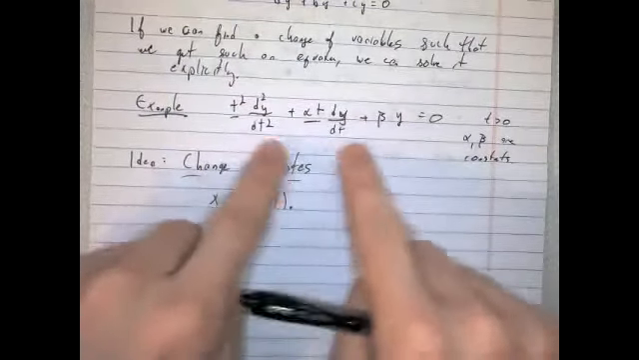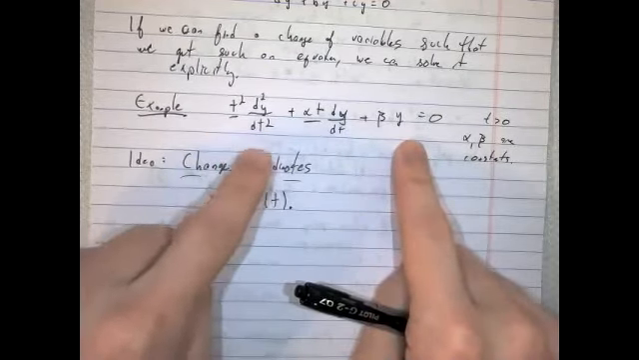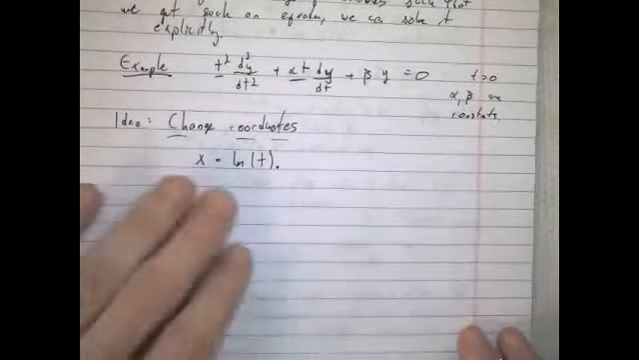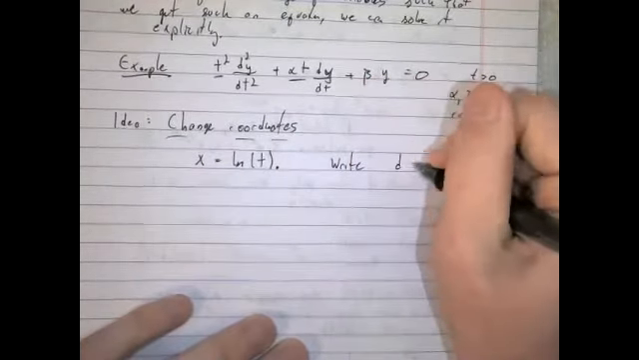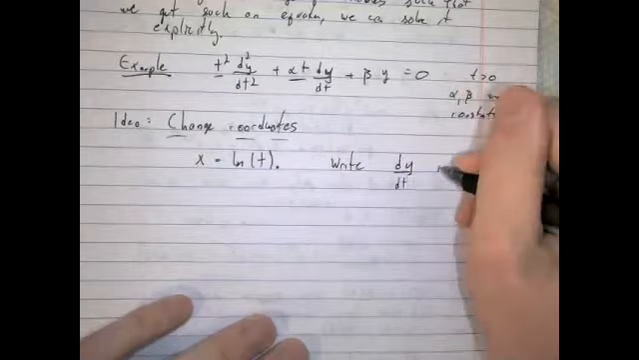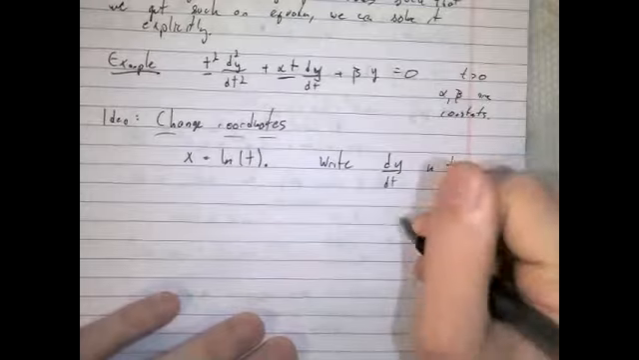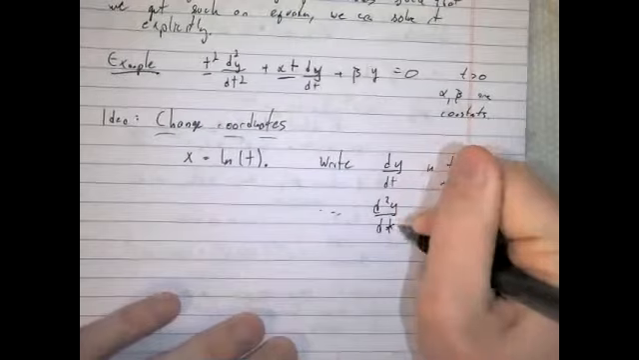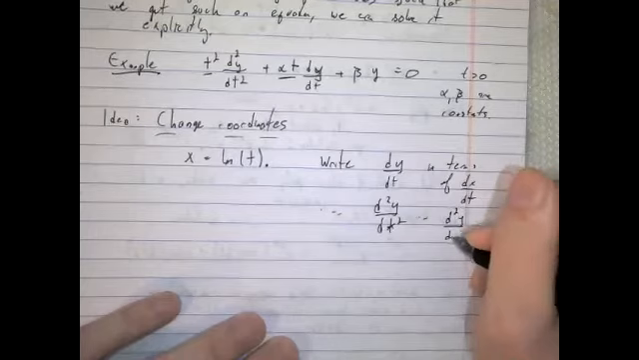I need to rewrite this equation so that it's a differential equation differentiating y with respect to x instead of with respect to t. So in particular, I need to write dy over dt in terms of dx over dt, and similarly for d squared y over dt squared in terms of possibly d squared y over dx squared.